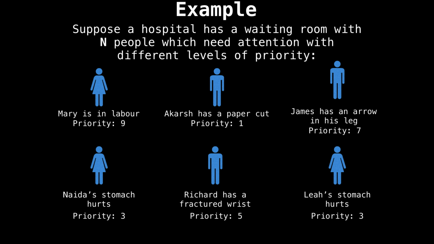Suppose a hospital has a waiting room with n people, which need different levels of attention. Each person in the waiting room has a certain condition that needs to be dealt with. For instance, Mary is in labor, so she has a priority of 9. Akarsh has a paper cut. He has a priority of 1. James has an arrow in his leg. He has a priority of 7. Naida's stomach hurts. She gets priority of 3. Richard has a fractured wrist, so his priority is 5. And lastly, Leia also has a stomach that hurts.